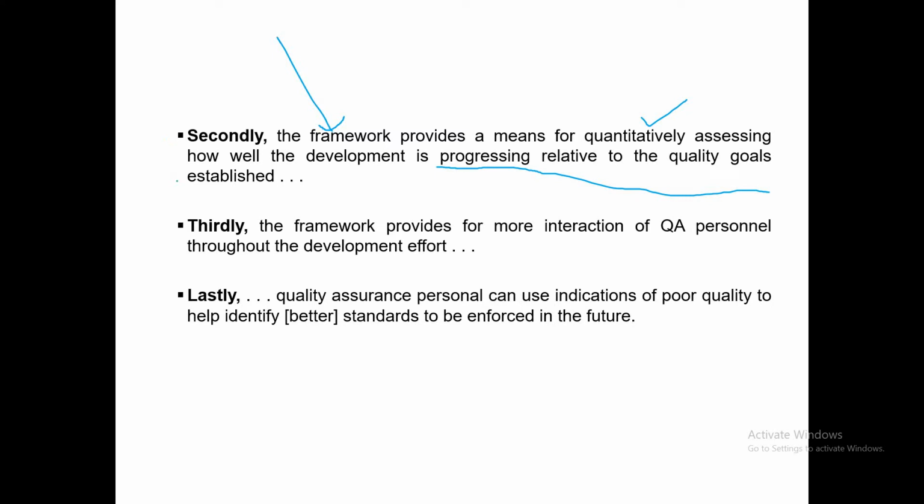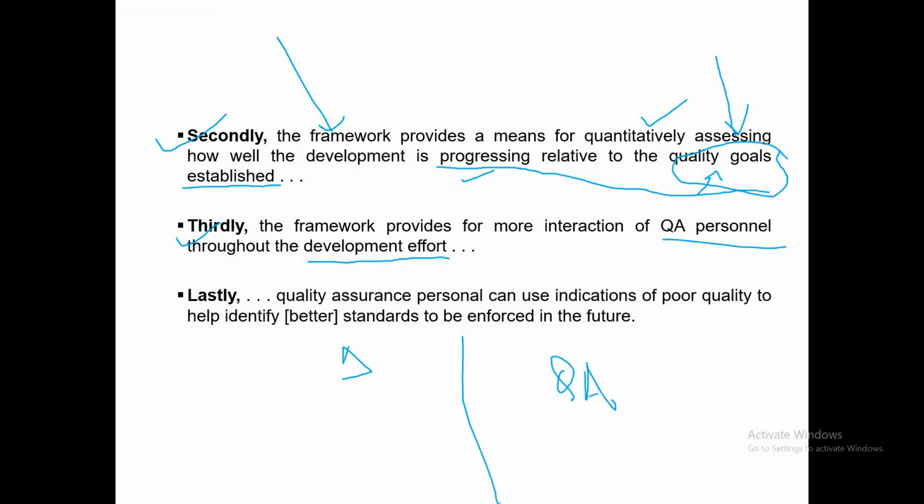Third point is the framework provides for more interaction of QA personnel throughout the development effort. QA means quality analyst personnel. So development and QA, quality analyst, are two different kinds of activities. Two types of approaches can be there.